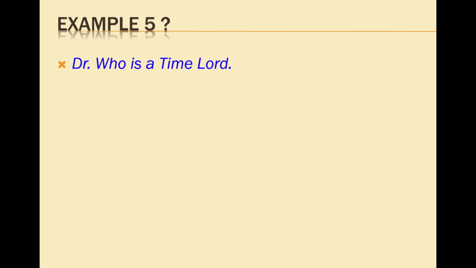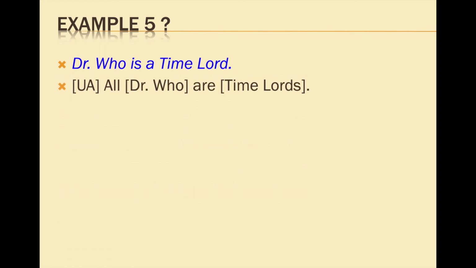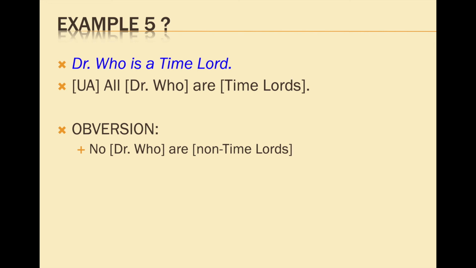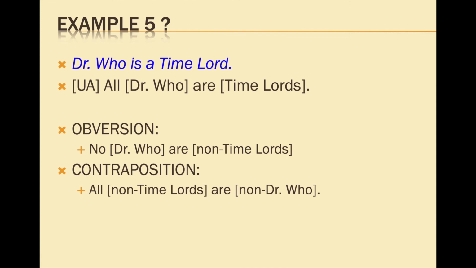So if it's a single person or an individual or a unique institution or something, when there's only one member of the class, it is always a universal statement. So this would be a universal affirmative statement. Doctor Who is a Time Lord, right? All Doctor Who are Time Lords. That's the original statement, universal affirmative. The obversion would be no Doctor Who are non-Time Lords. The contraposition of the original would be all Time Lords are non-Doctor Who.